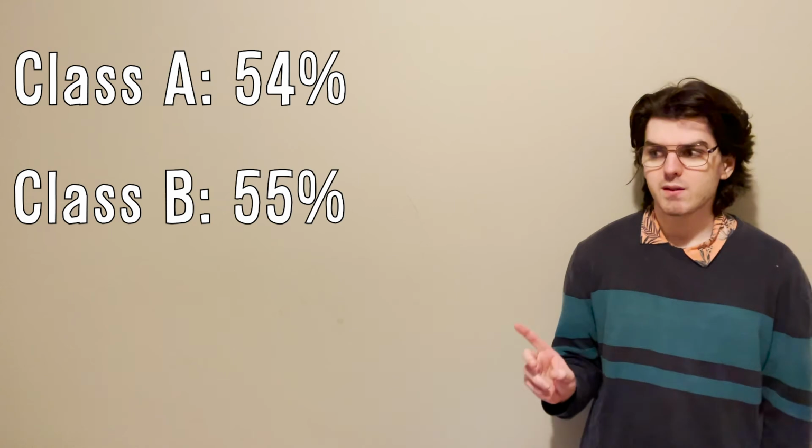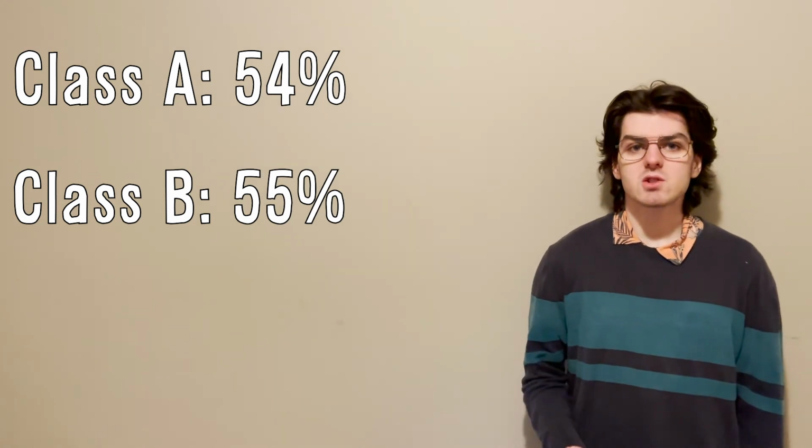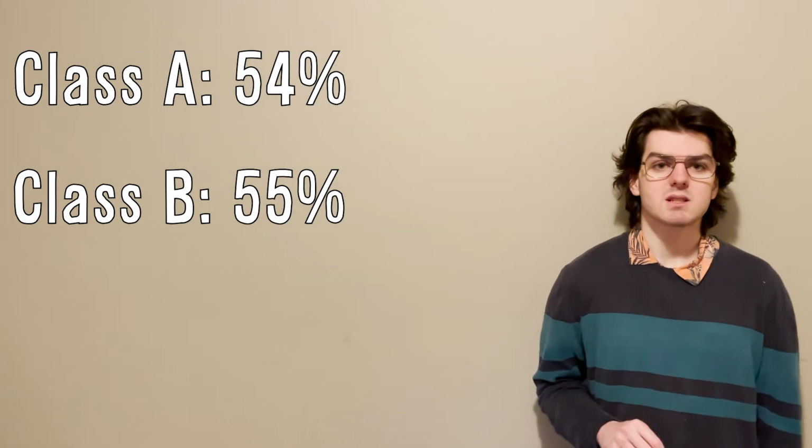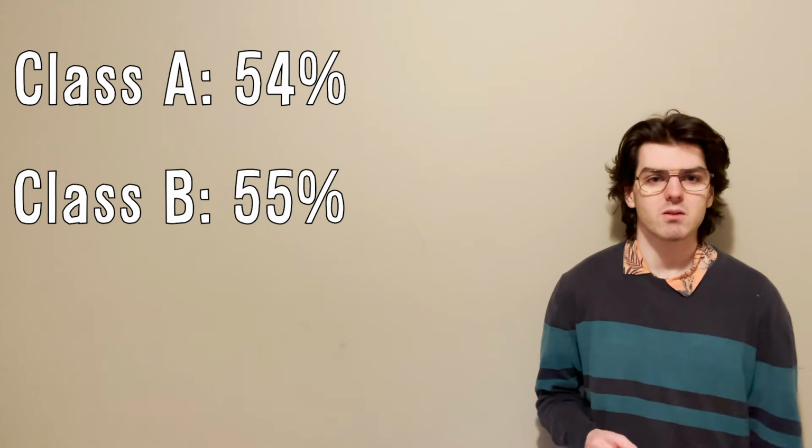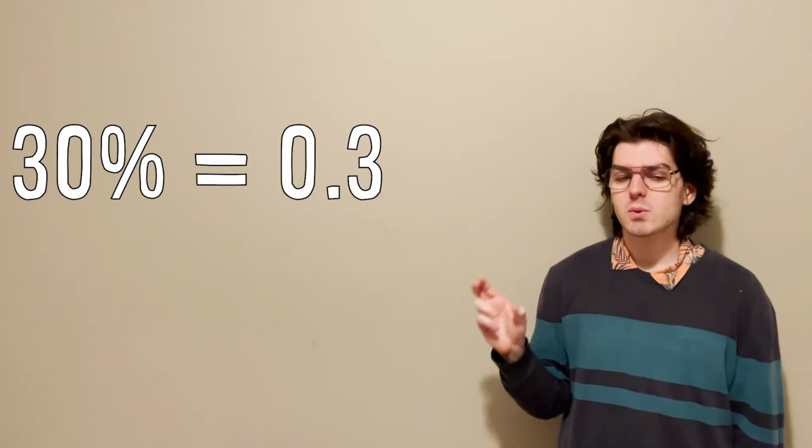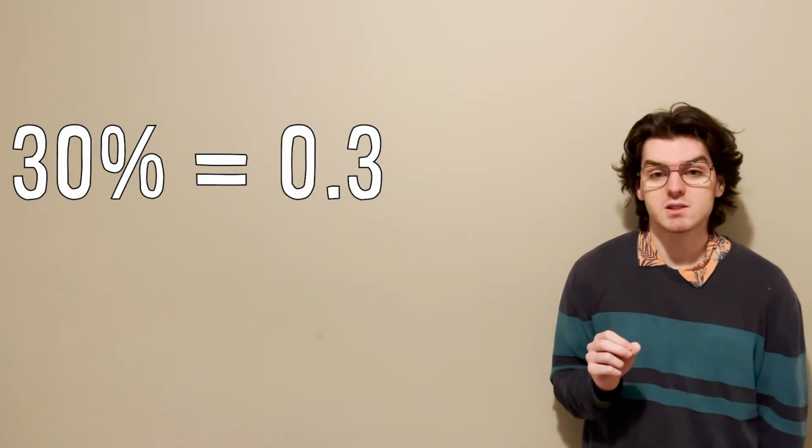If you find the percentages, you'll see that Class A got 54% on average and Class B got 55% on average. Using percentages, we were able to easily compare two separate test marks to get an idea of who was doing better on average. It's important to recognize these percentages as individual numbers. For example, 30% is equal to 0.3, so we can perform normal mathematical operations on them.